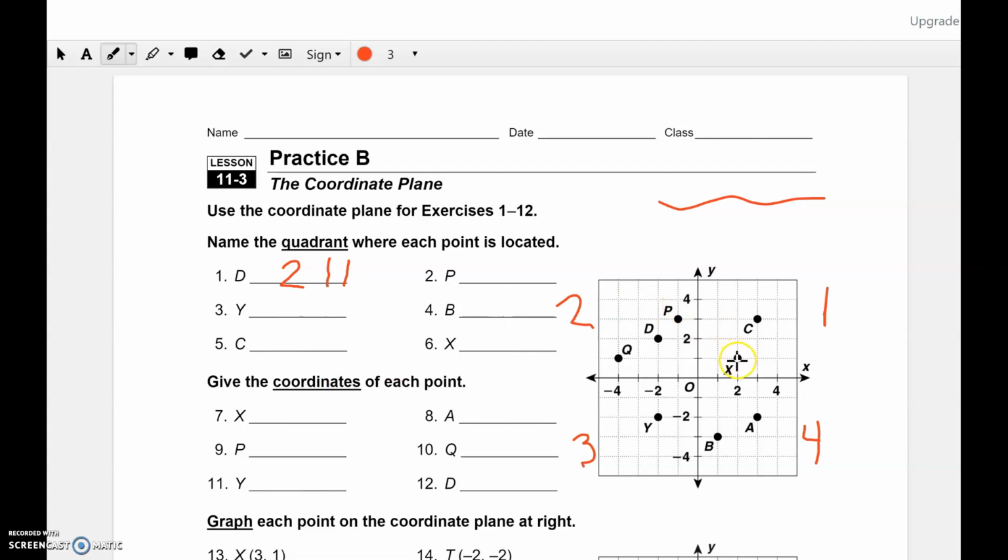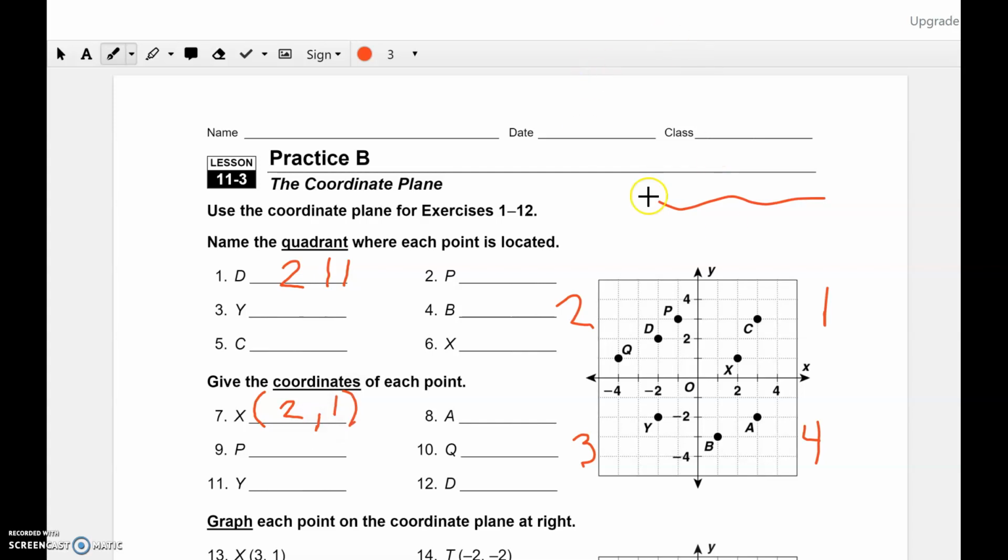All right, going down to number 7, it says give the coordinates of point X. So I find point X, it's right here. I start at the origin, and I slide to positive 2, and I go up to positive 1. So that point would be positive 2, 1.